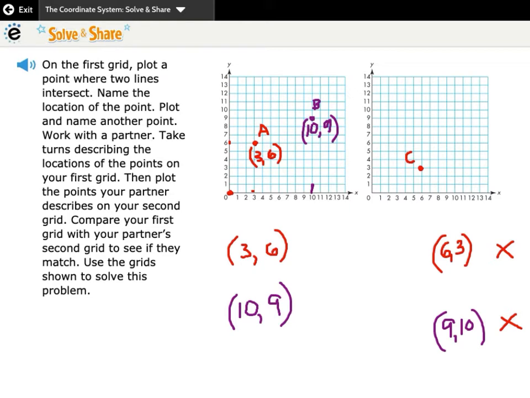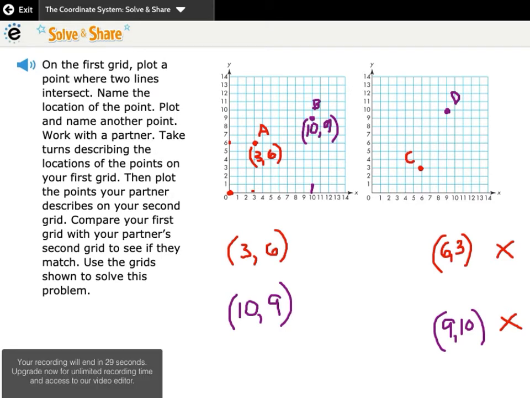Okay, now let's go to point B. My student says it's on 9, 10. So again, first we need to go to the x-axis at point 9. So it's here. And in the y-axis at point 10. So this is point 10 and this is 9. So it will be here. And let's name it as point D. So it's 10, 9 and 9, 10. Not the same point. So you will say they are not the same point.